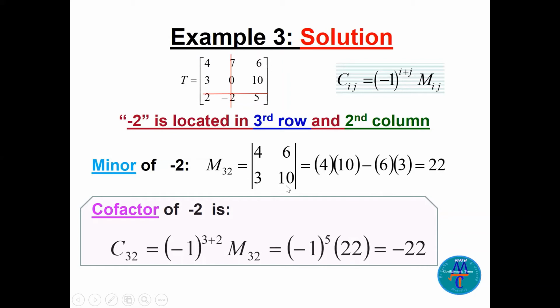Again, please be careful here. The minor of minus 2 is a number. It's 22. Now let's find the cofactor of minus 2. Use the formula. See, to find the minor, delete row and column. To find the cofactor, use the formula. Minus 1 to the power 3 plus 2 times capital M, the minor of 3, 2, which we found already here, 22. So minus 1 to the power 5 is minus, because this number is odd. So the answer is minus 22. So minus 22 is the cofactor of minus 2.